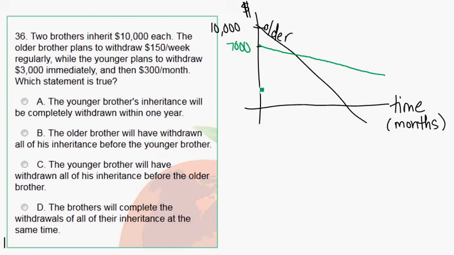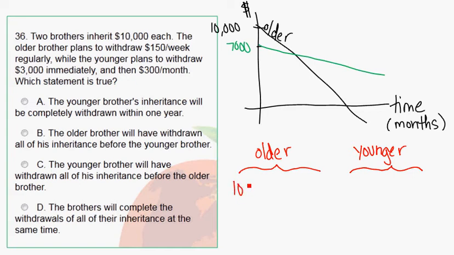So it seems reasonable that we want to know when the two brothers have withdrawn the same amount of money. So let's write an equation for each and set them equal to each other. The older brother has his $10,000 and then he's going to be subtracting $600 per month. We want to know when that is going to be equal to, so we're trying to find this point right here, the expression for the younger brother, which is he starts with $7,000 and is going to be subtracting $300 a month.